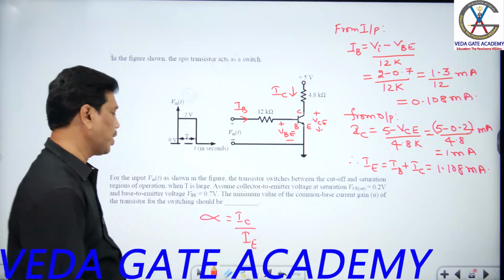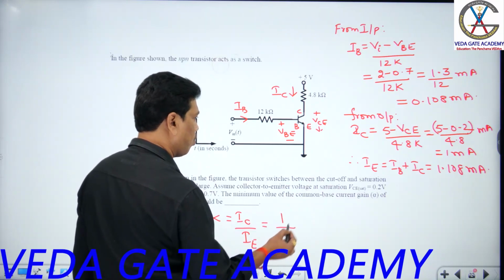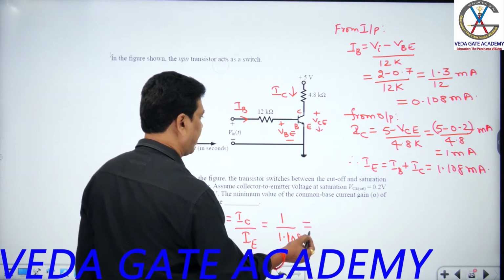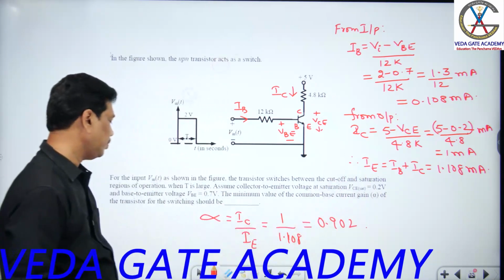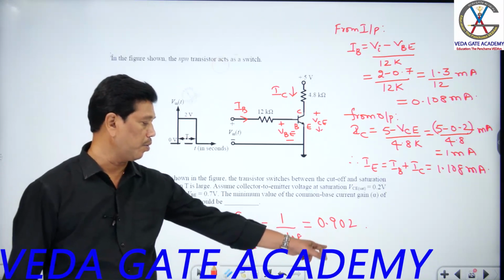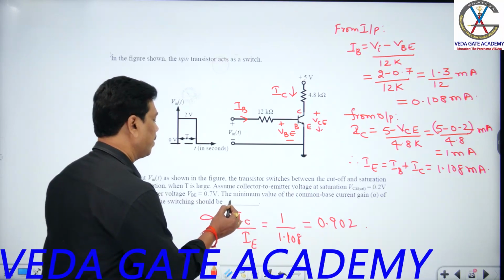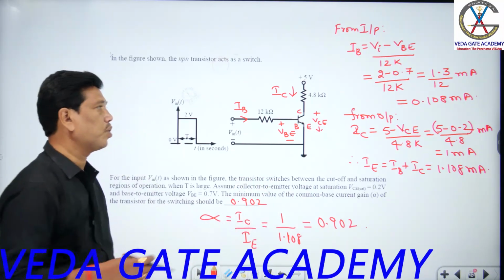Now I substitute those things. IC equals 1 milliampere, IE equals 1.108 milliampere. If I divide these, that becomes 0.902, students. So how much is alpha? Alpha equals 0.902. Understand these things?